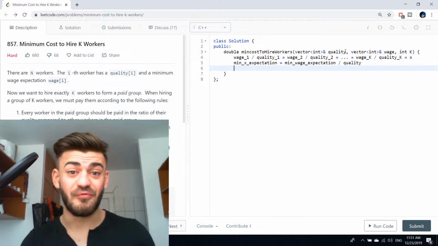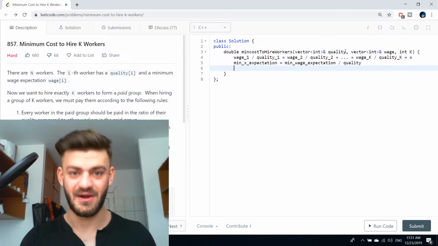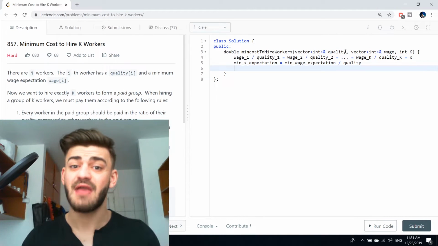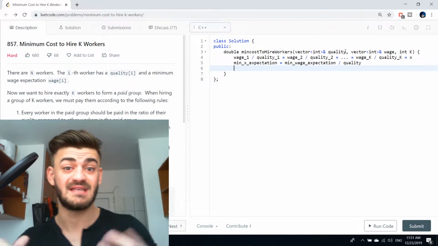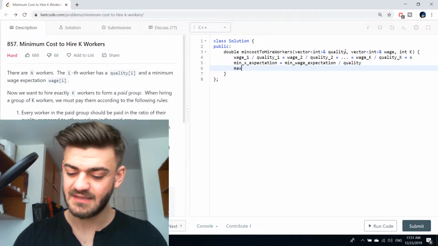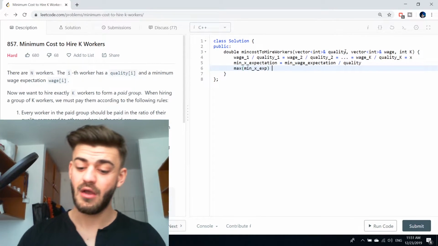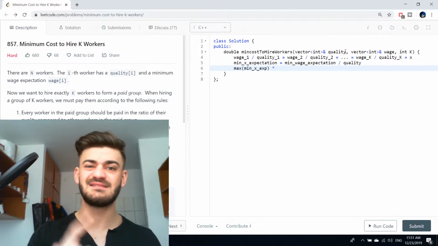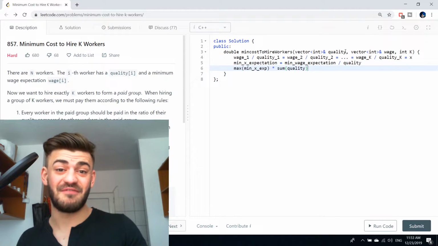So now I know the formula for the amount of money I have to pay my group of K workers. If I choose K workers, I have to take the maximum between those minimum X expectations in order for all the workers to be satisfied, right? So the maximum of the minimum X expectations for everybody, times, as we said, the sum of their qualities. So sum of qualities.